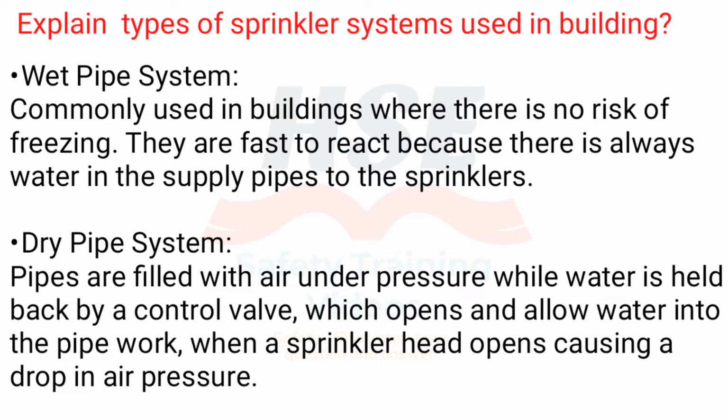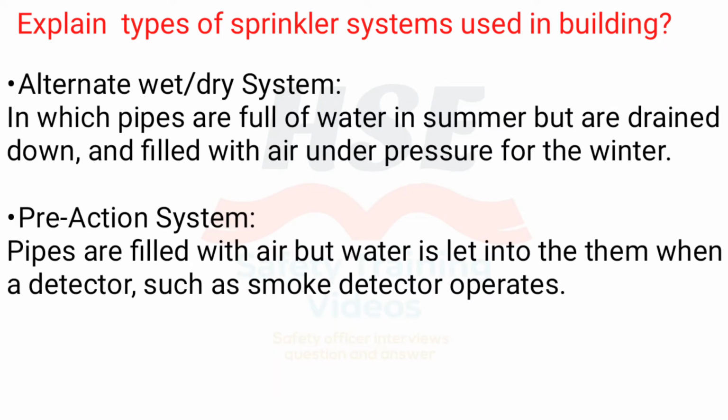Dry pipe system: pipes are filled with air under pressure while water is held back by a control valve, which opens and allows water into the pipe work when a sprinkler head opens, causing a drop in air pressure. Alternate wet, dry system: pipes are full of water in summer but are drained down and filled with air under pressure for the winter.